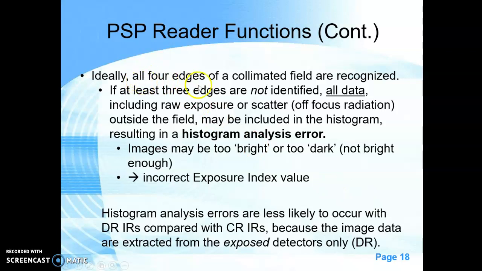So ideally, in a perfect world, all 4 edges of the collimated field are identified. If 3 edges are not identified, then everything on that plate gets included in the image, such as scatter, off-focus radiation, maybe areas that had raw exposure, maybe the areas that had your lead apron over it gets included in the histogram. This can result in a histogram analysis error, meaning your images will be maybe too bright or too dark, which kind of trickles down to having an incorrect exposure index value, even though you might have used the right KVP and mass. Histogram analysis errors are more common with CR than DR because with DR, only the area that you exposed relates to what gets processed.